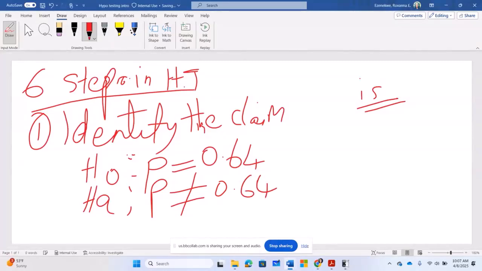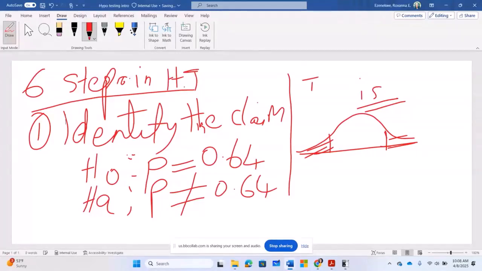So the next thing you want to do after you identify the claim, this is still step one. You draw a normal curve. Draw a normal curve. You shade the tails, because actually not equal to means two tails. So this is two tails. Two tails, because it's not equal to. So it means it can be greater on the right or less than.